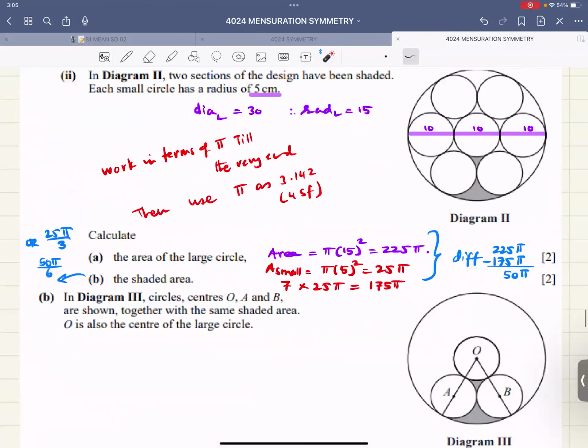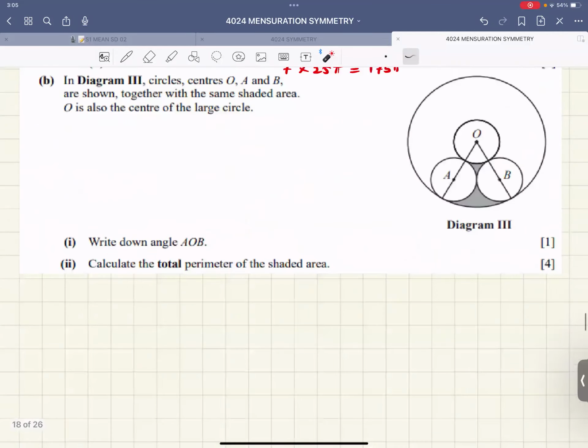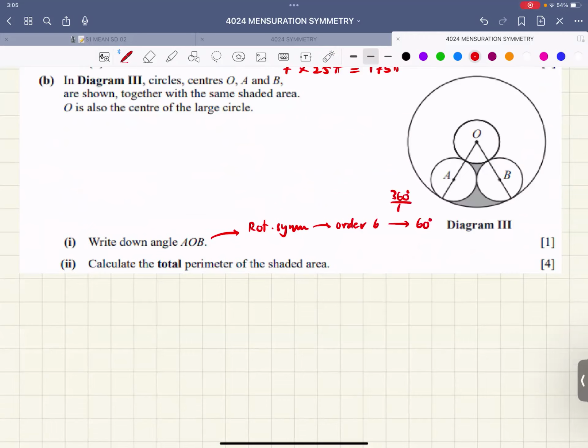Again, because of this rotational symmetry of order 6, this angle is 60 degrees. Why? Because this is 360 divided by 6, which is 60 degrees. Calculate the total perimeter of the shaded area.